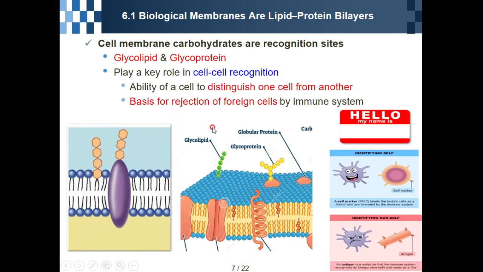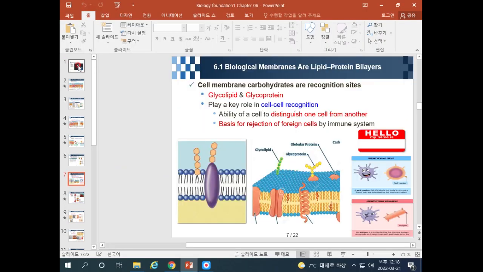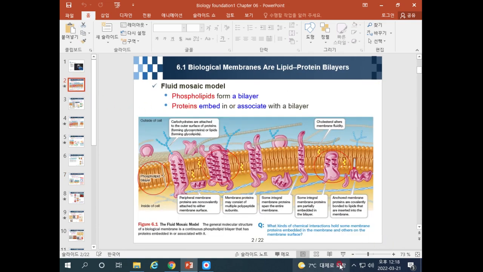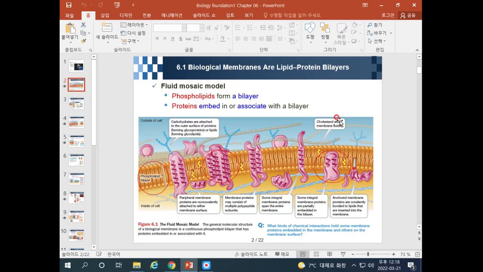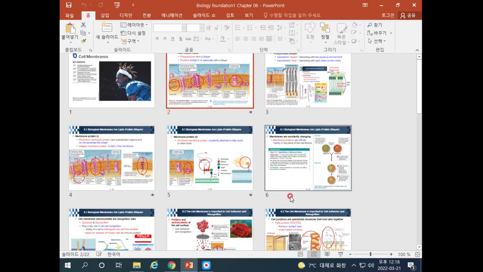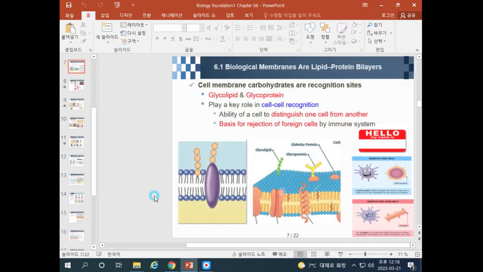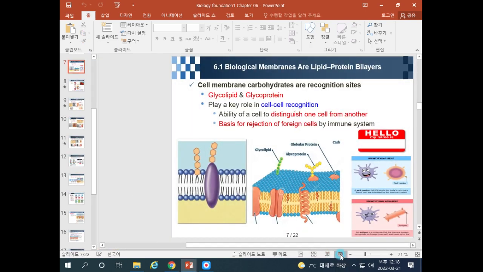Okay, and also the fluid mosaic model. At first, I did not mention some parts of the fluid mosaic model. They are mainly composed of phospholipids and also proteins. But you will see that some carbohydrate is also attached here. But at that time, I did not cover it. But now I will cover the membrane carbohydrate.